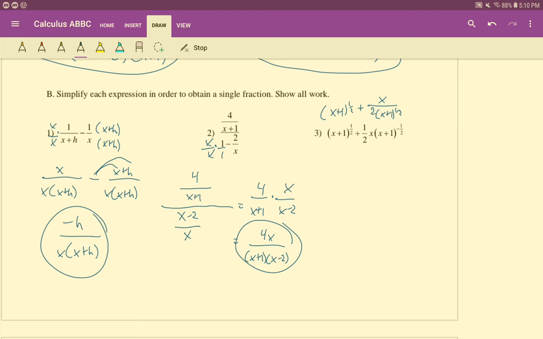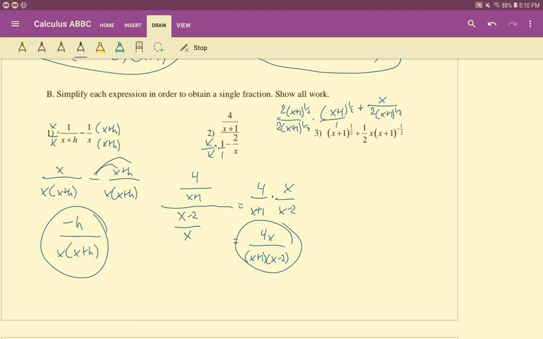Okay, and now you can kind of get an idea about our fractions here. So again, we're adding, so what we need to add fractions is common denominators. Okay, so this denominator, what's its denominator? It's just a 1. So we're going to multiply this one by the denominator of this one here. So just 2 times x plus 1 to the 1/2 over 2 times x plus 1 to the 1/2.